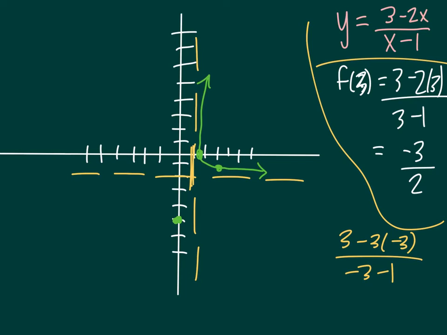This is going to give me, I think, 12 on top, because I'll have 3 plus 9, and then a negative 4 on the bottom, so I'm going to have negative 3. So the point is negative 3, negative 3. Let's see if that makes sense. Negative 3, negative 3, that's like here. That looks great to me. There we go. Now we have a sketch.